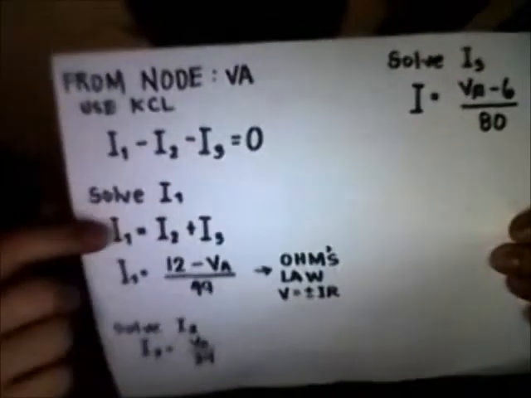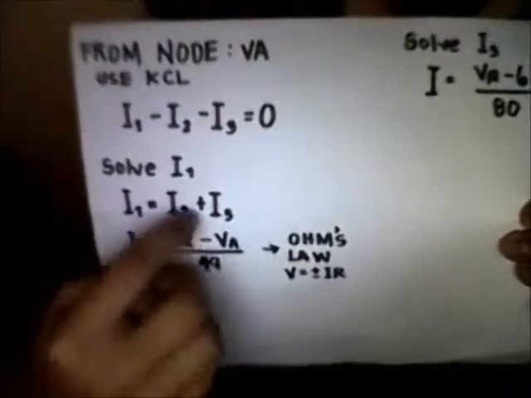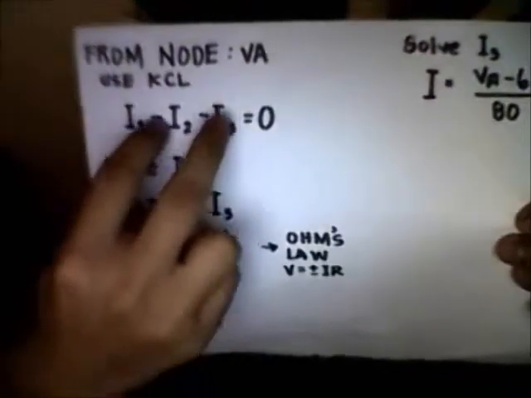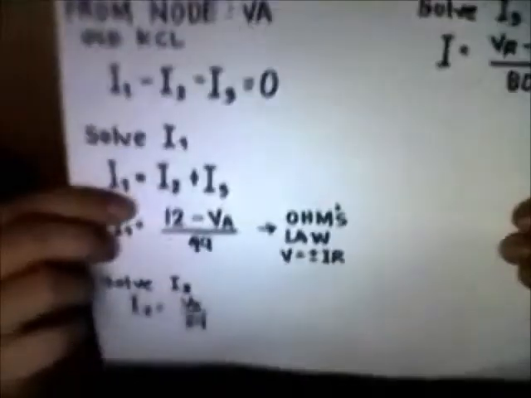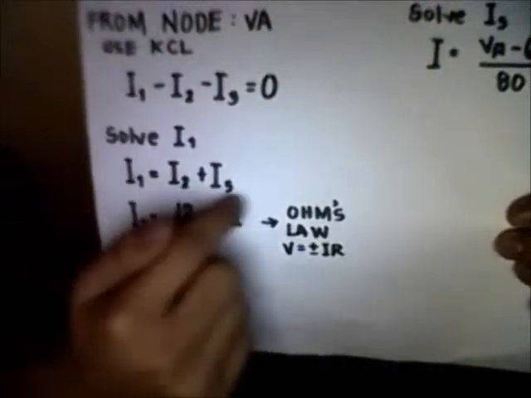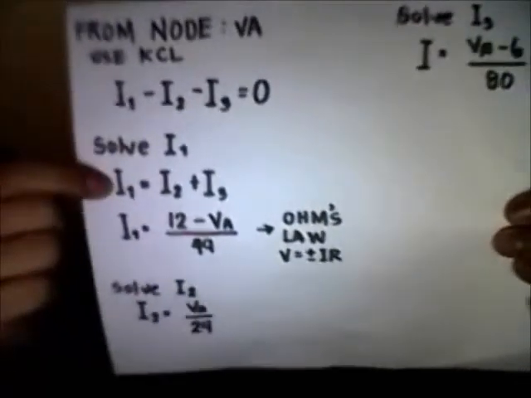We have to solve for I1. So I1 is equal to I2 plus I3, as we have transposed these two to the other side. Since we don't have any voltage here, just save this as equation 1.